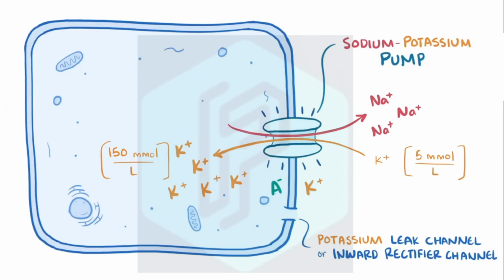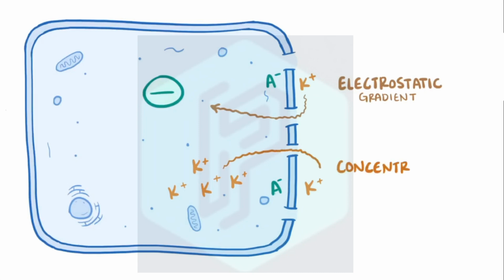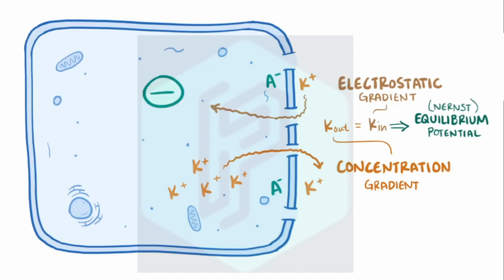leak channels. Over time, as more potassium ions leave the cell, a negative charge builds up within the cell, and this starts to attract positively charged potassium ions back into the cell. And this is called the electrostatic gradient. This electrostatic gradient is established with the movement of relatively few ions, so it doesn't upset the overall concentration gradient that was already established. For potassium, the exact point when the potassium moving out of the cell due to the concentration gradient equals the potassium moving back into the cell due to the electrostatic gradient is called the equilibrium potential, or Nernst potential for potassium, and it's about negative 92 millivolts.